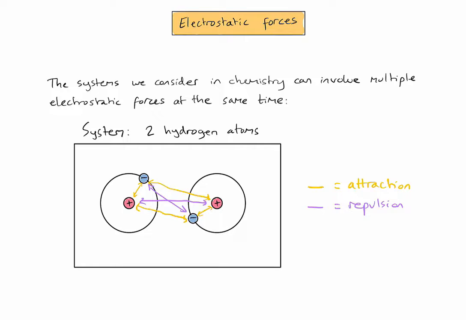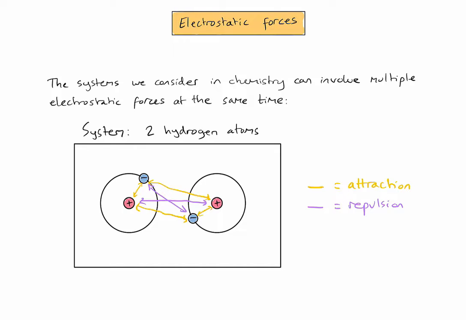So you can see that by looking at a more complex system, we need to constantly be thinking about all of these electrostatic forces that are taking place at the same time. And as you'll see in the video on potential energy, my system will eventually reach a stable state when we find a balance between the attractive forces and the repulsive forces.